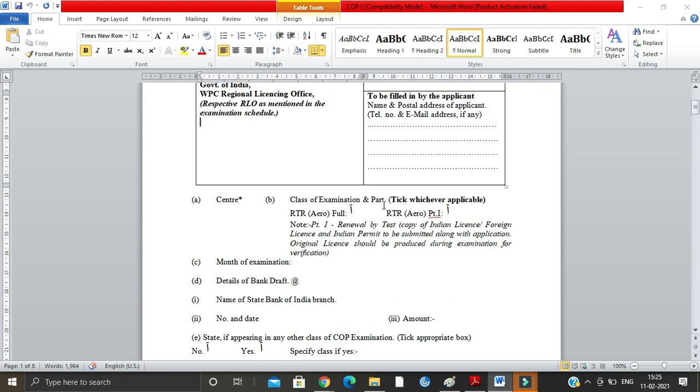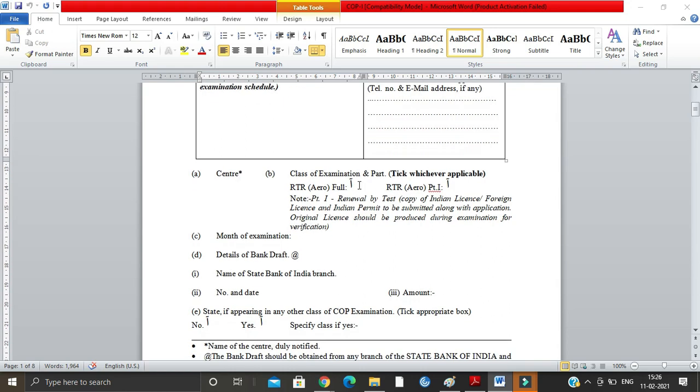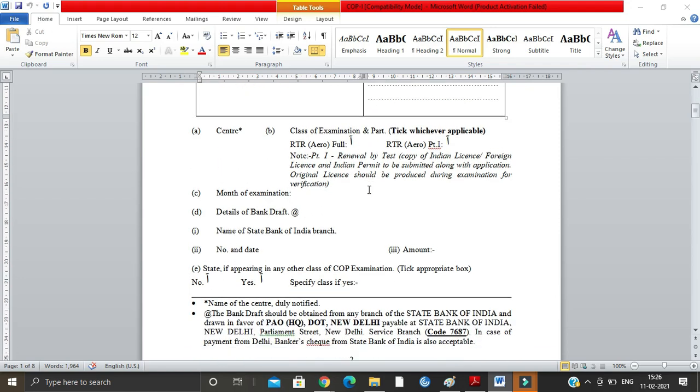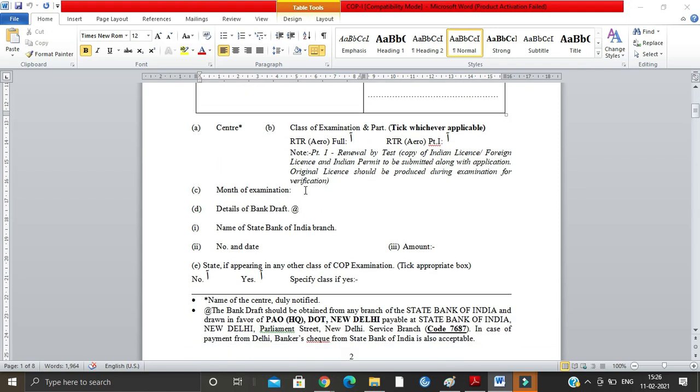Class of examination and part means whether you are giving RTR full or RTR part 1 only. As per that, you can fill the form. If you are willing to give part 1 and part 2 both, then you have to put a tick mark over here. Do not edit this form. Just take out the printout and fill it with the pen, and you can put the tick here. Then the month of examination is March, so you can put March here.